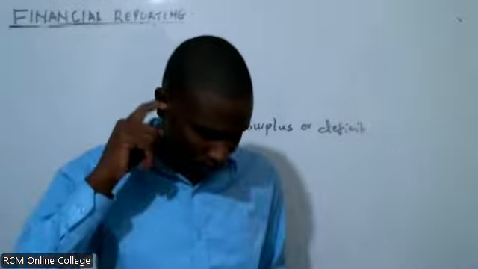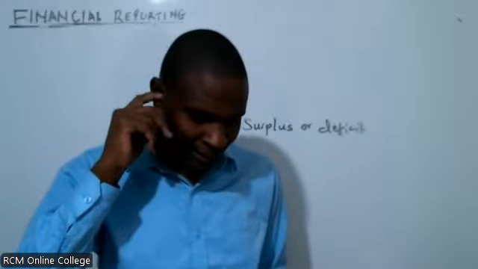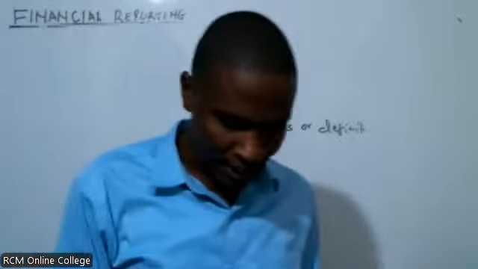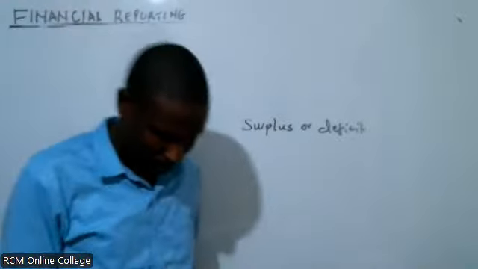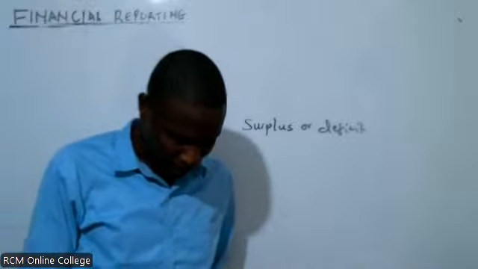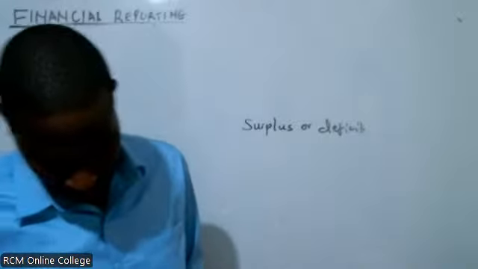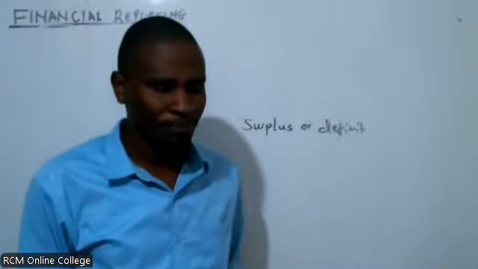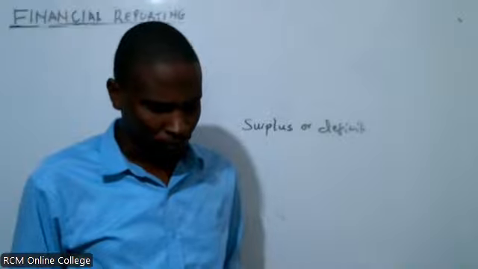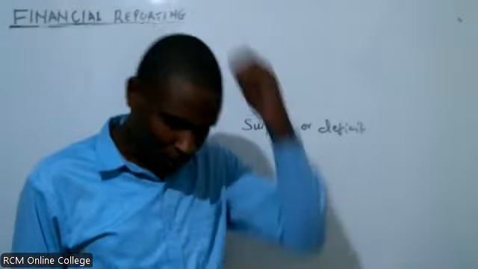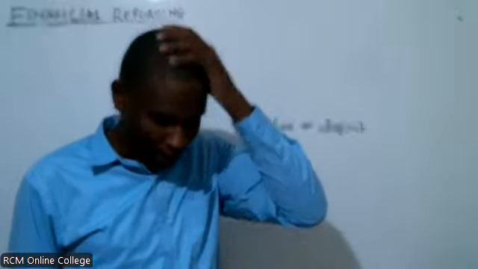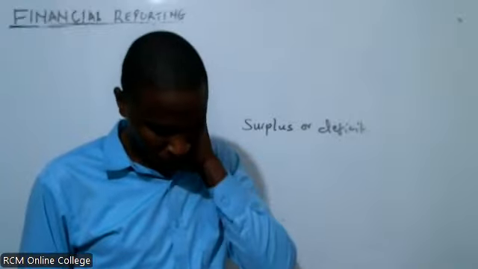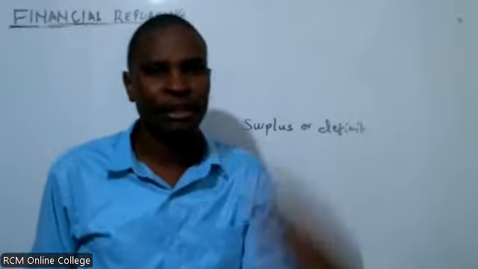Next, the entity should adjust the opening balance of each affected component of equity, and the comparative figures are presented as if the new policy had always been applied. So this means that the opening balances of each affected component of equity need to be adjusted. And now the new policy is brought in.